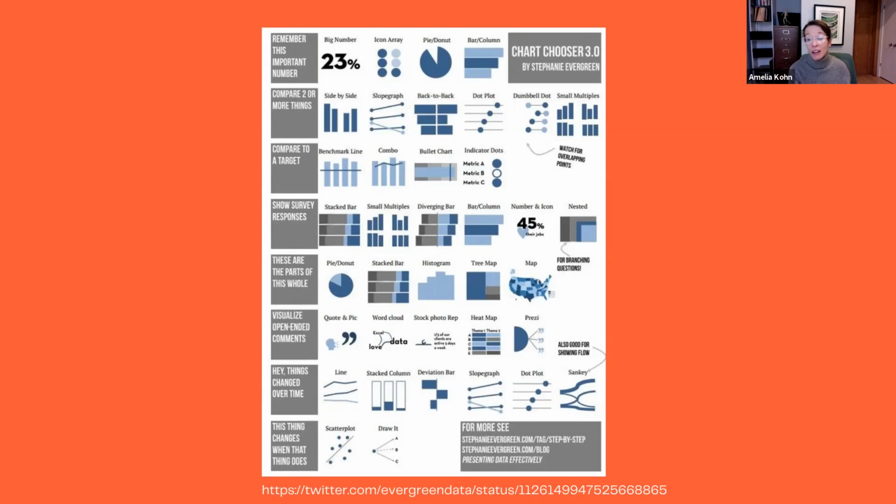And really, there are a lot of other decision trees out there if you just Google this. These are some of my favorites. And again, these will be in your handout, and you can use them to choose a chart next time you need to make a chart.